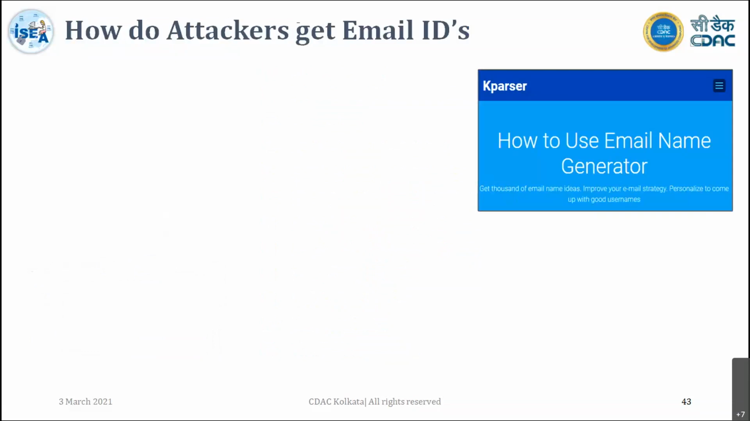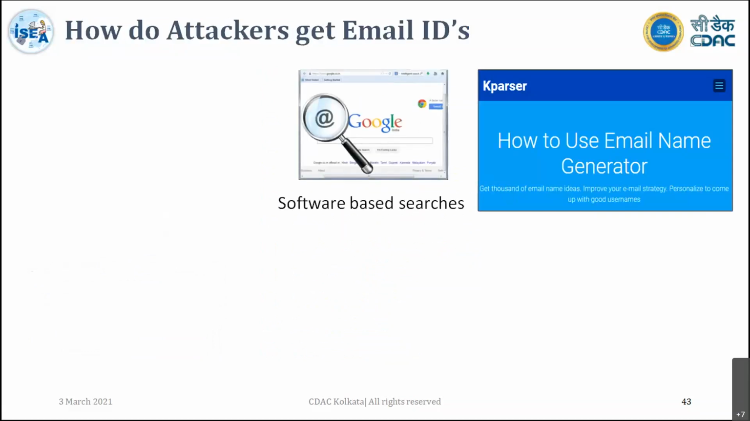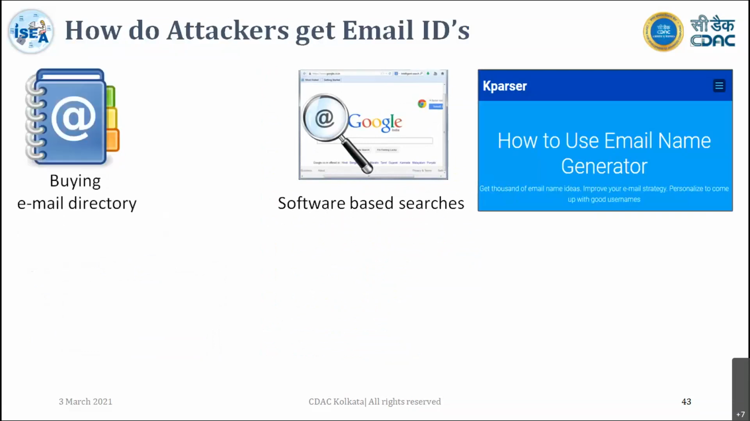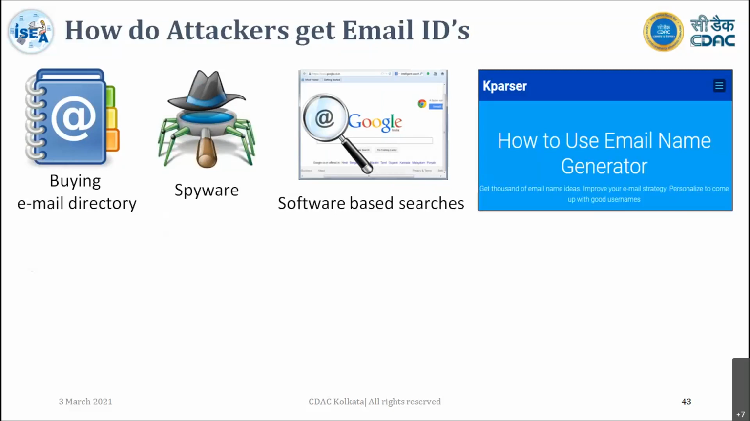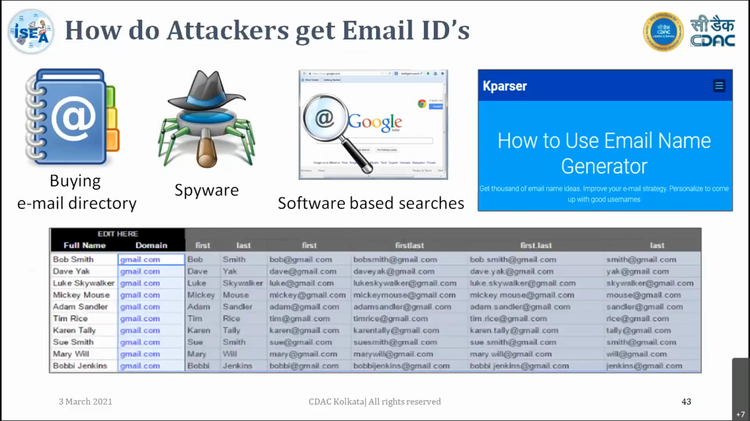Now, how do attackers get email IDs? Obviously, software-based searches, buying email directories, or even using spyware. If my system is infected with spyware, probably the spyware is capturing my phone book and email address book. They can also use tools, which are available on the internet free of cost. You can also try them just for experiment, but please do not use them to harm anybody.